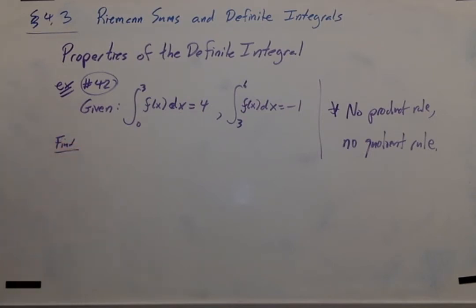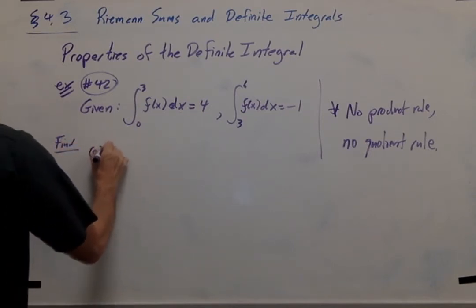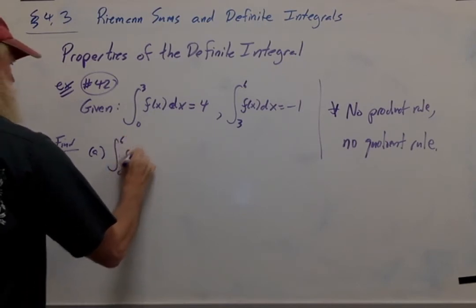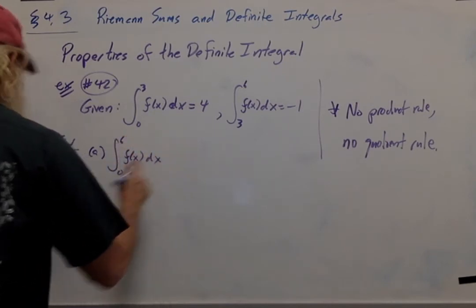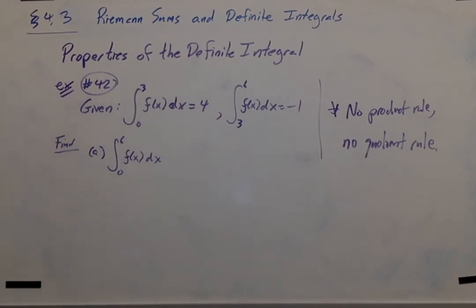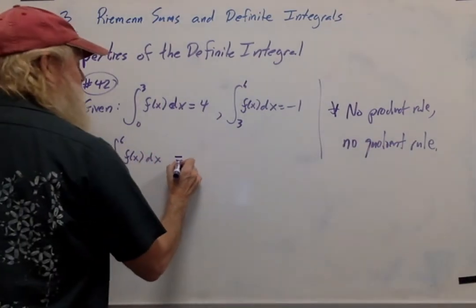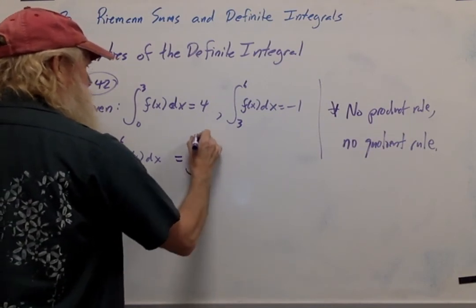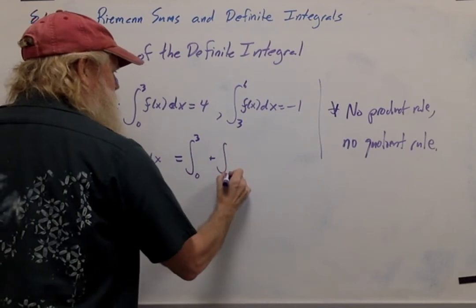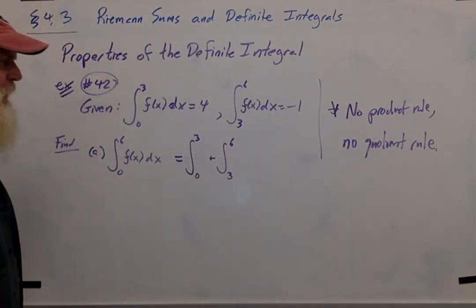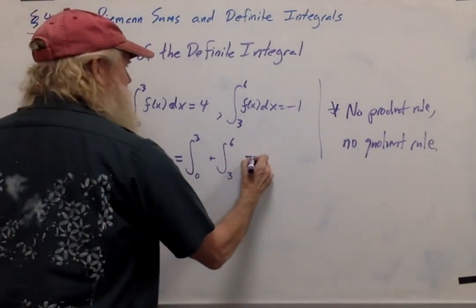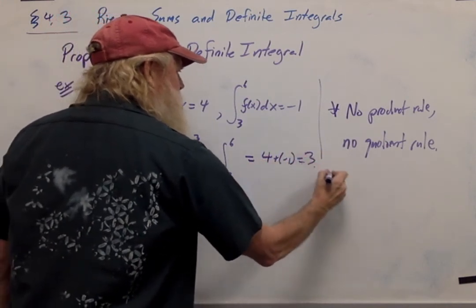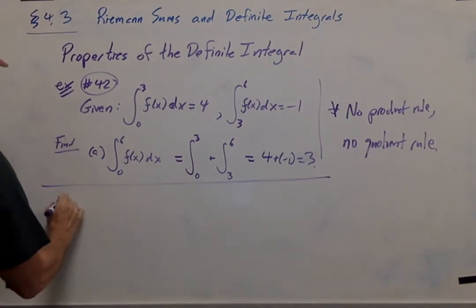And here are some of the things they ask you to find. They ask you to find the integral from 0 to 6 of the function. Well, using rule number 3 that I just gave you, this is the same as the integral from 0 to 3 plus the integral from 3 to 6. I'm being lazy about notation here, which will be 4 plus -1, or 3.